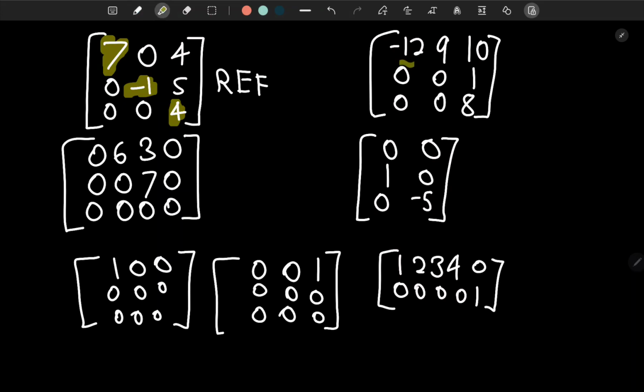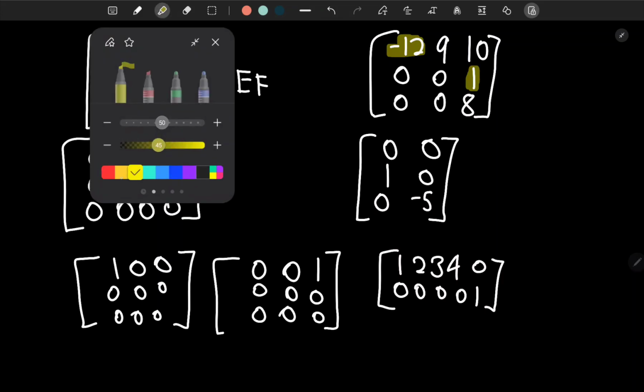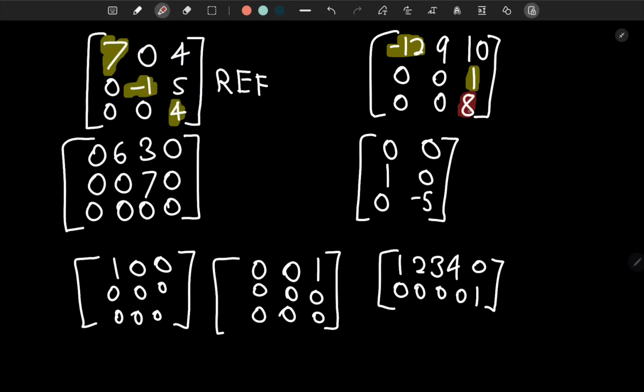Now moving on, let's look over here. We have the first pivot as -12, so that's fine. Now we look down, and both of them are 0, so that's a pass. Now from here we look down and to the right. In our second row we have the pivot to be 1, right? Again we look below it and we see that there is an 8. This 8 violates the REF rule that you cannot have any non-zero number below the pivot, so this is not REF.